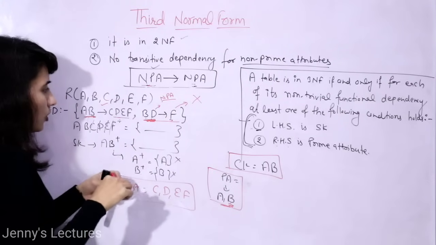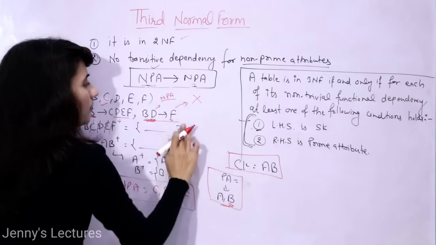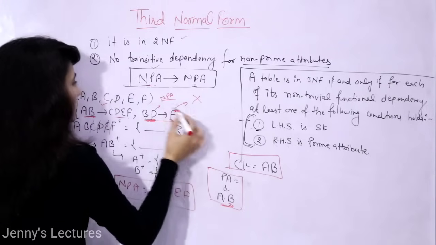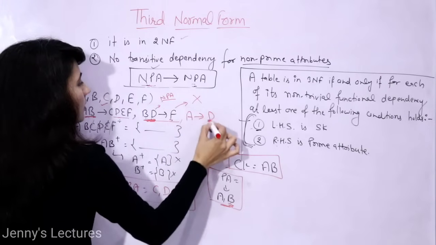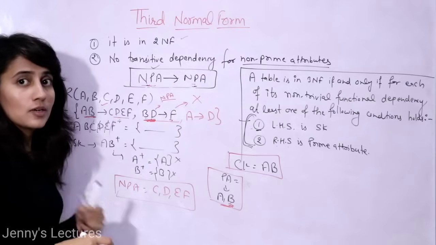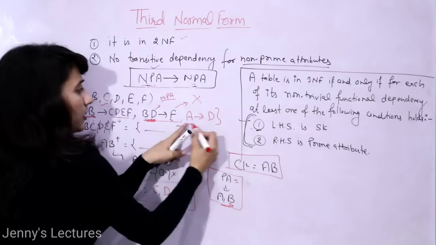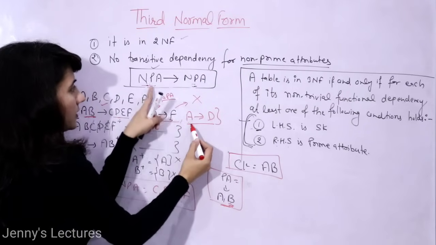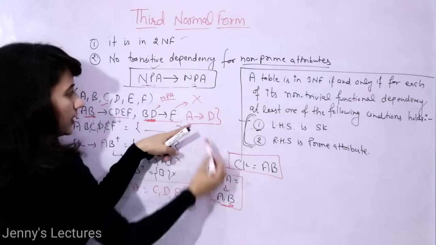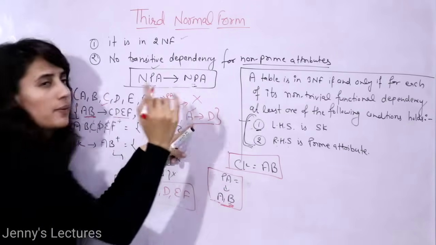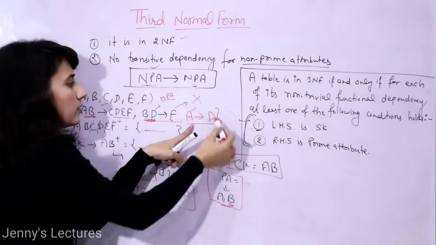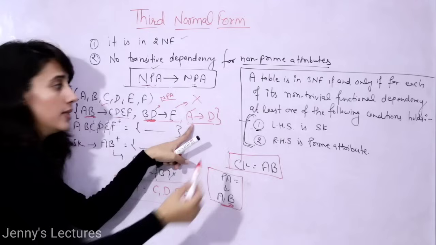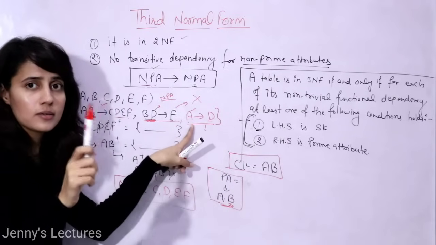Suppose I am going to modify it a little bit. Suppose I have one more functional dependency, that is A determines D. So now check for this one also. Suppose I am taking this one also. So for this functional dependency, is the left hand side a non-prime attribute? No, it is a prime attribute. A is a prime attribute, right? So no need to check the right hand side. This is not violating that property.